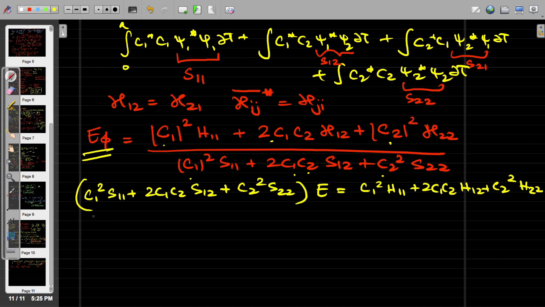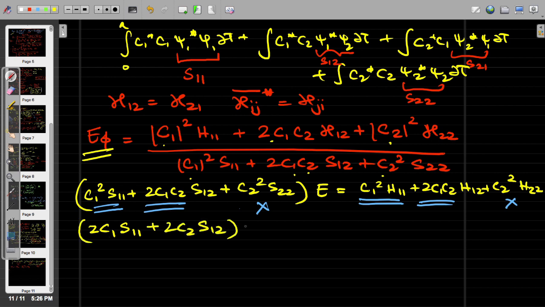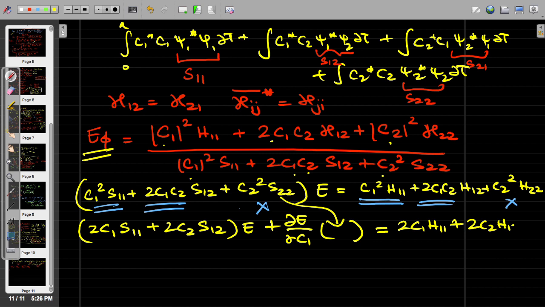So what is that going to end up doing? Remember, if you're taking a differential with respect to C1, this will exist, this will exist, this will not exist. This will exist, this will exist, this will not exist. So let's see what we end up getting. 2C1 S11 plus 2C2 S12 times E, plus the entire term dou E by dou C1 times this entire term, equal to 2C1 H11 plus 2C2 H12 plus 0. Okay, this will go to 0. The other term goes to 0.